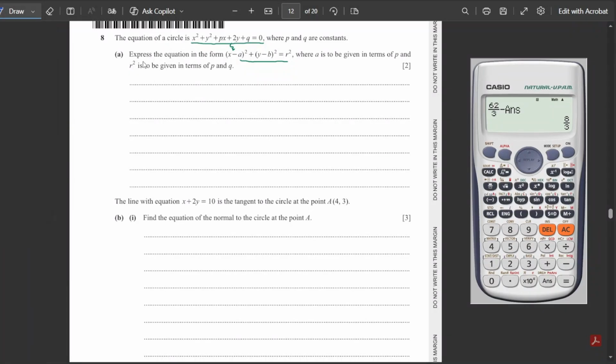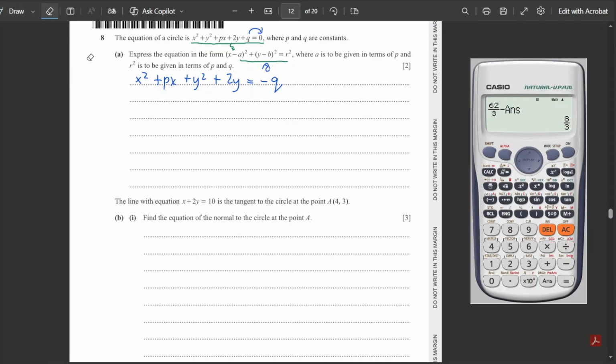So the way we do that is we basically do the completing the square method on the x term as well as on the y term, and therefore we find out the equation in this particular form. So we have x squared. Let's first gather up the x squared term. So we have x squared plus px. Then we have y squared plus 2y. q is a constant, so we're going to take it to the other side of the equation. So positive q is going to become negative q. Okay, now we have to complete the square on these things.